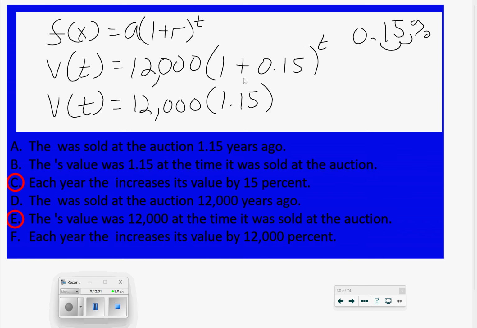And this is a growth. Now, if it was minus, you would get a number smaller than 1, but greater than 0. And be aware of what happens with the percentage on that as well. Now, E is true because 12,000 is the initial value. That's where they get that number from.